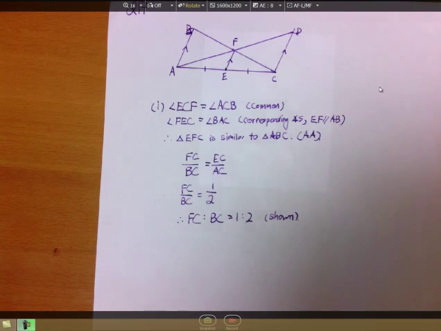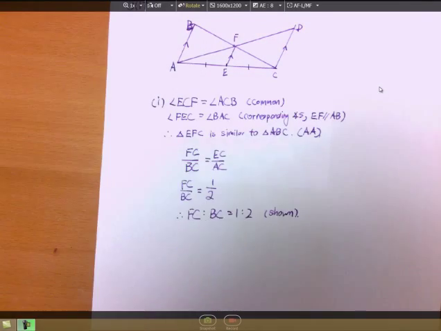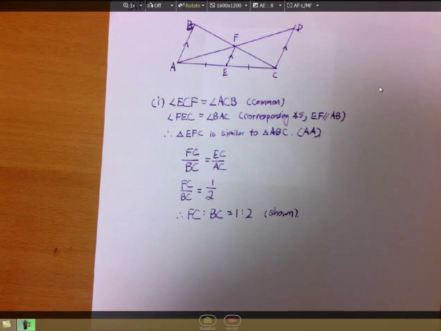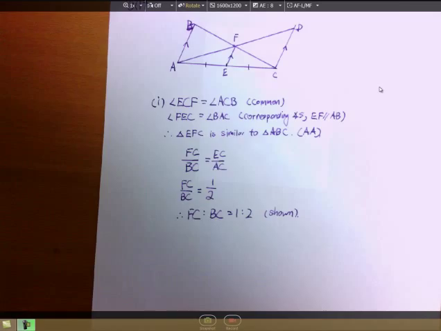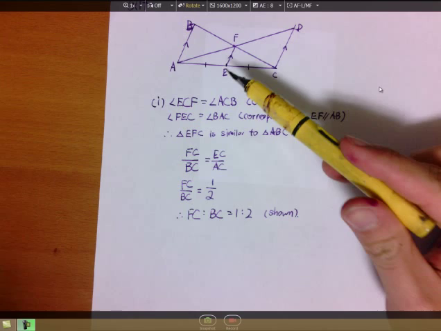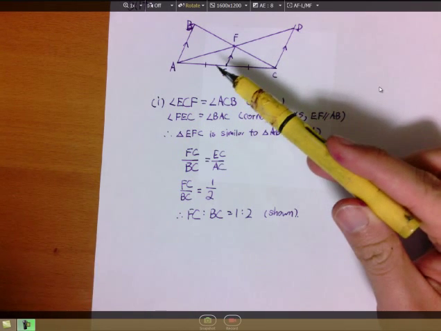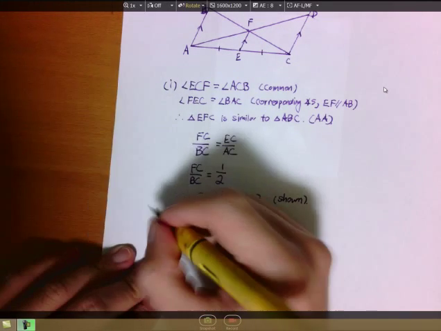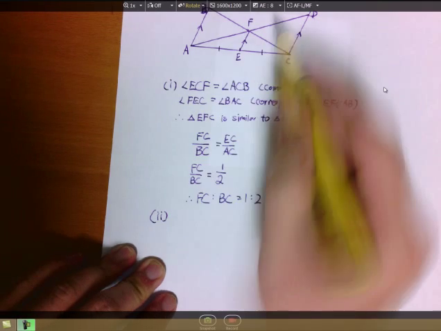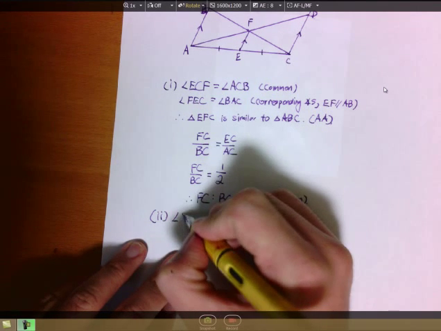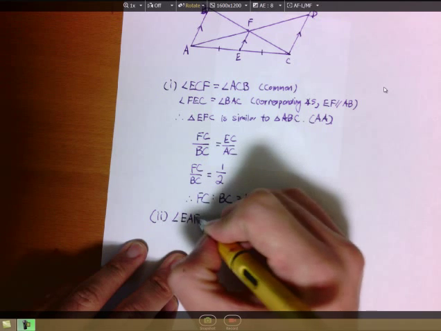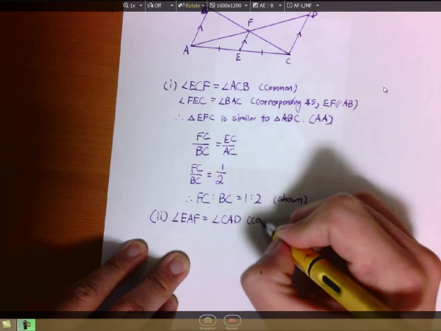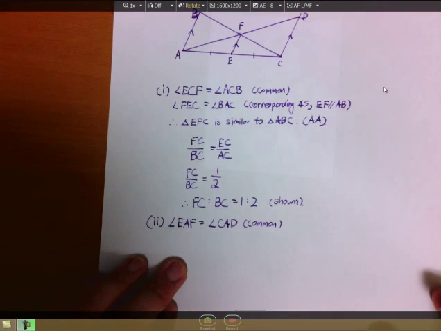AB is to CD. The ratio must be 1:1. Now in this case, to show this, I will show that triangle AEF is similar to triangle ACD. Okay, so I begin. AEF, ACD. So first I say angle EAF is equal to angle CAD. This is because they have a common angle. It's actually the same angle.